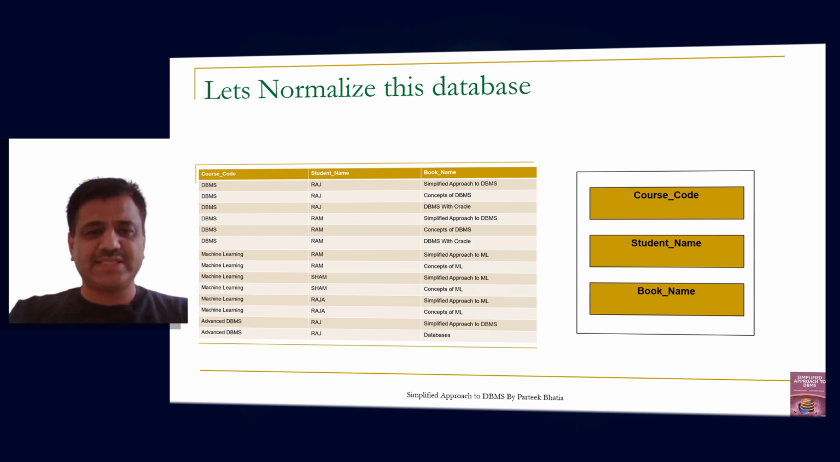In order to normalize this database, the first step will be to create the FD diagram, and you know that the primary key is a combination of course code, student name and book name. So let's create the FD diagram, and this will be its FD diagram, because the primary key is a combination of three columns. So we just put these three columns under a box, and this is the primary key.